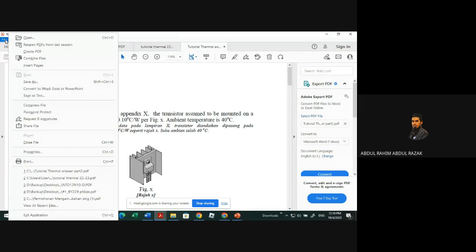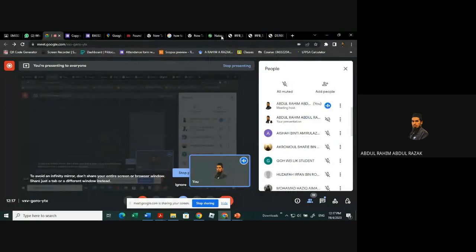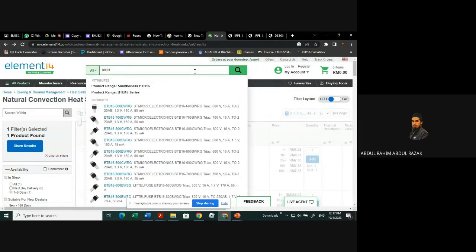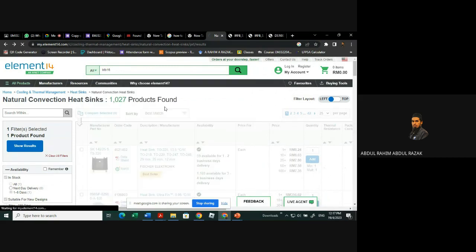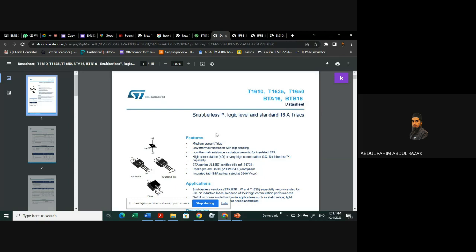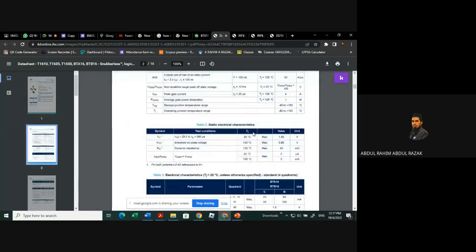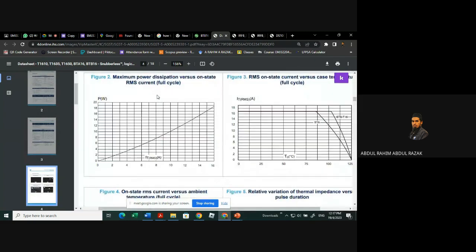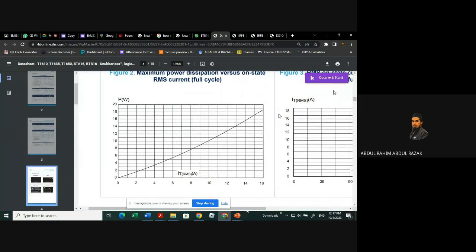Ada dalam senarai appendix kah? So kalau tak ada, saya just cari kat sini. BTB 16. So we have here a few of it. Triac from a few manufacturer. So let's say we take from this STM. So data sheet. Snubberless, logic level, standard 16 ampere triac. Okay, 16 ampere is our maximum capability current of this device.